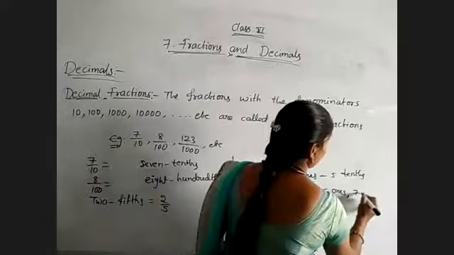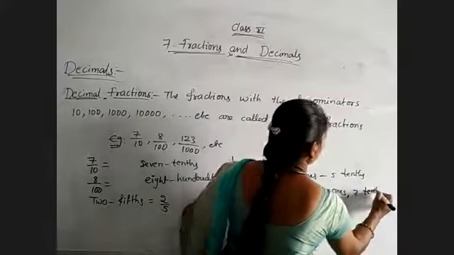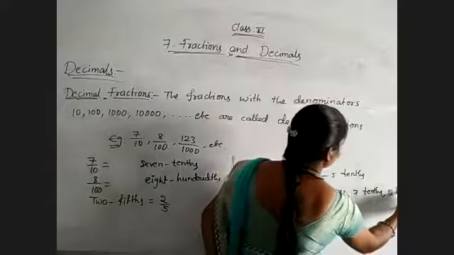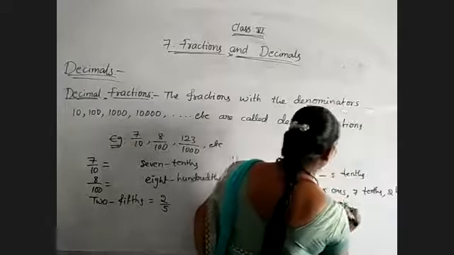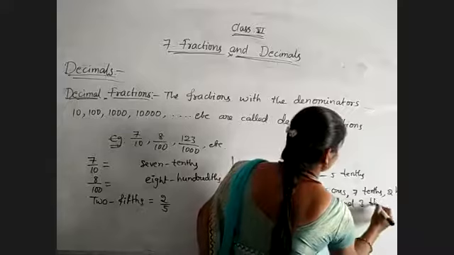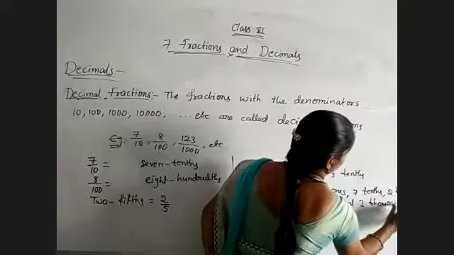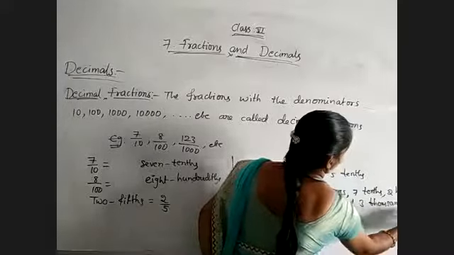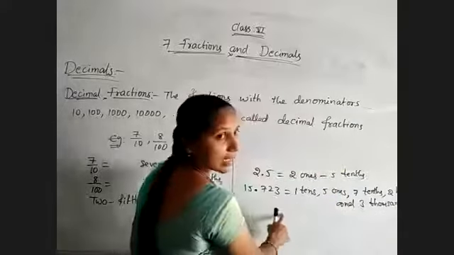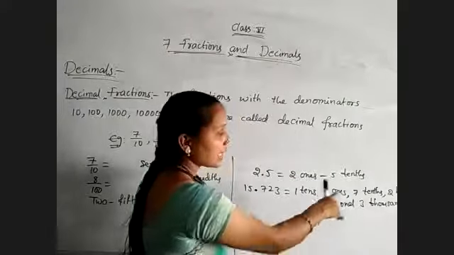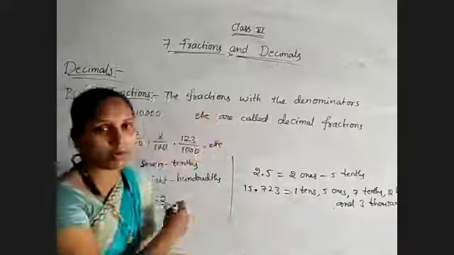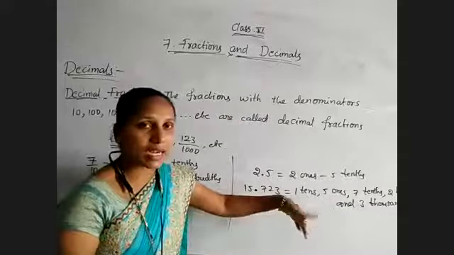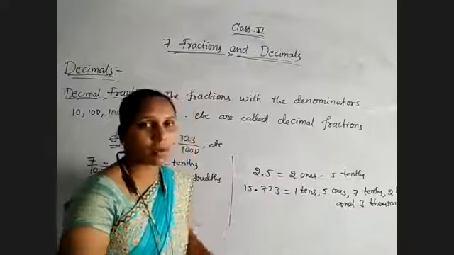So 7 tenths, 2 hundredths and 3 thousandths. See, if it is by 100 or by 1000, THS will be added, that's all. Tens means that will come in the whole number part, and if THS is added to the terms, that will come in the decimal part.